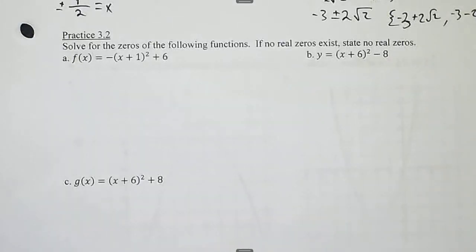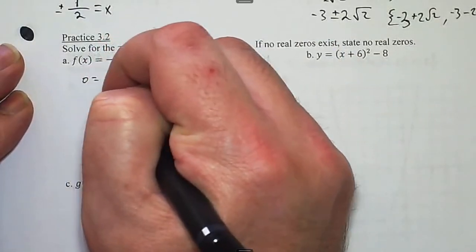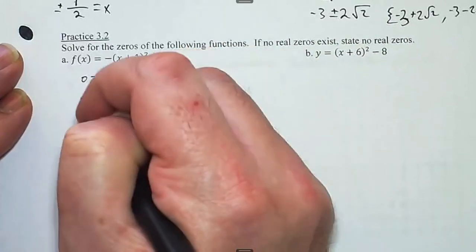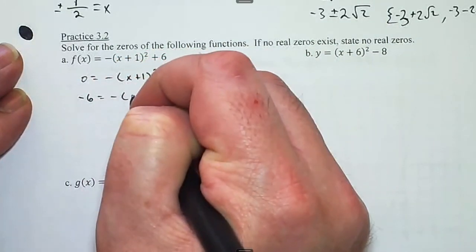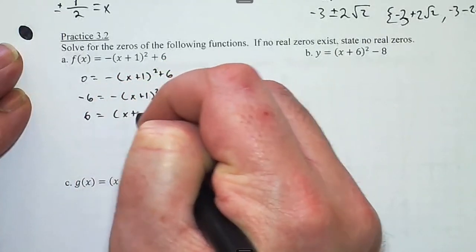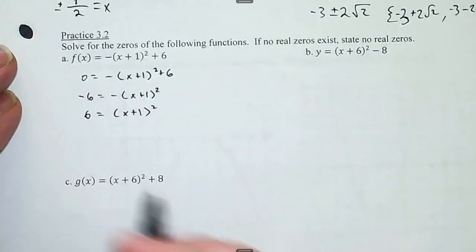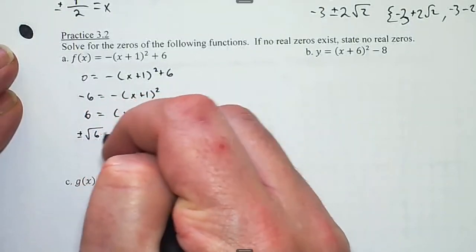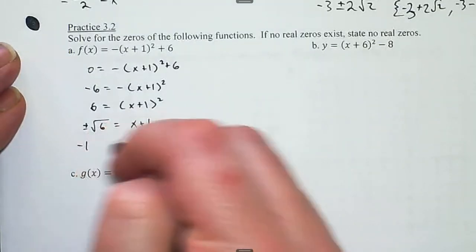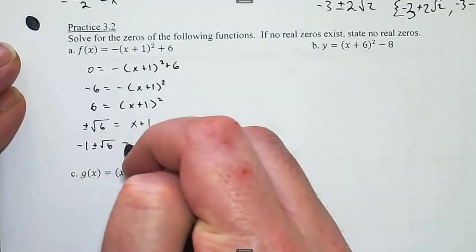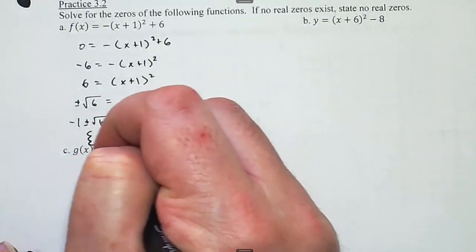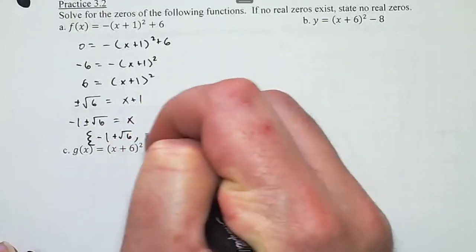Okay, for 3.2a, what we want to do is set each one of these things equal to 0. So I'll subtract 6. Divide by a negative 1. And then I'm going to take the plus or minus square root of both sides. And then I'll move the 1 over by subtracting it. So the zeros of this function are negative 1 plus the square root of 6 and negative 1 minus the square root of 6.